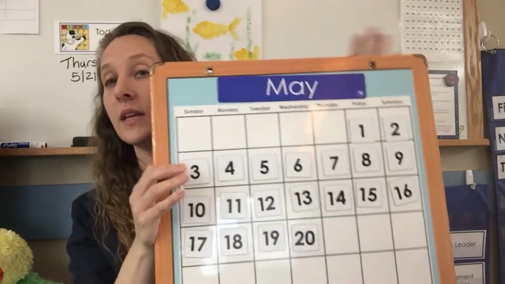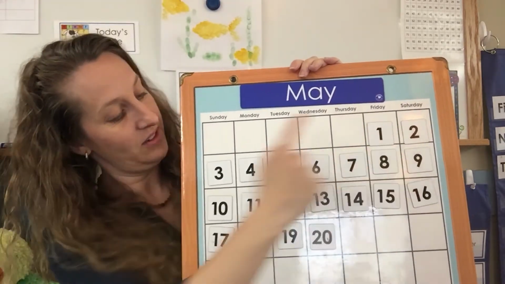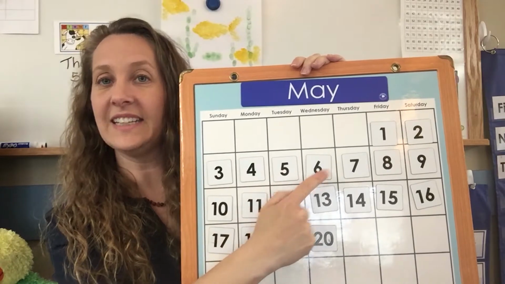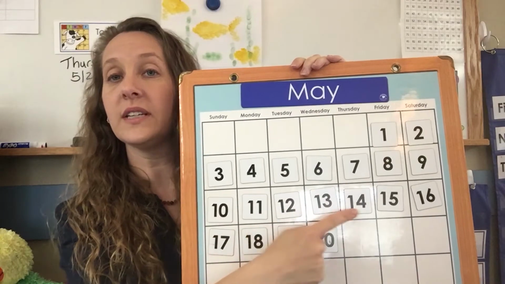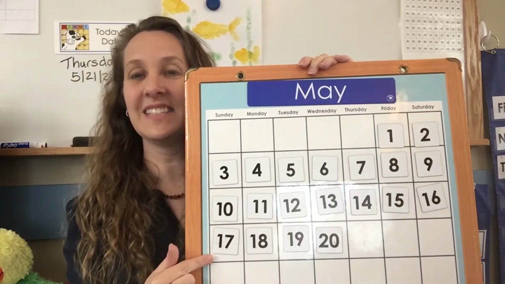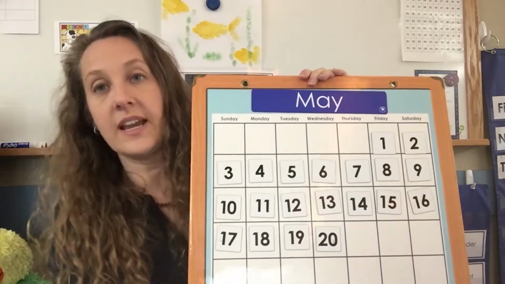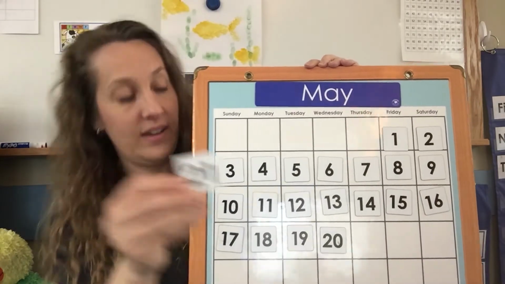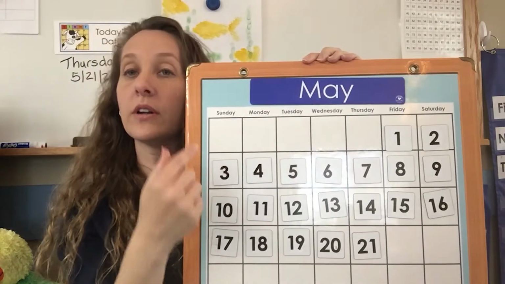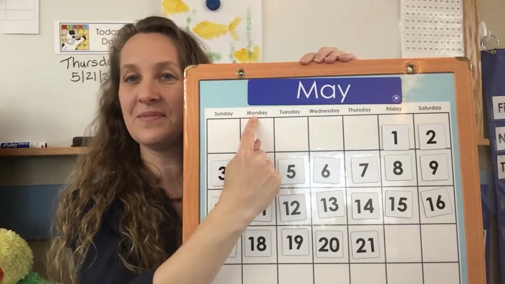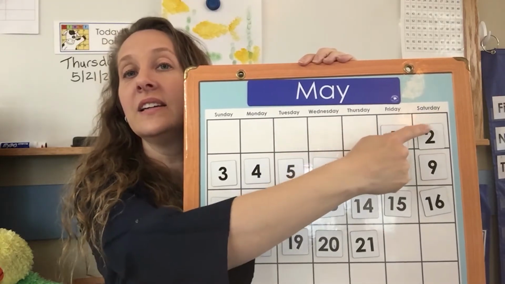All right, does anybody remember the number of the day? 21st. Let's count. 1, 2, 3, 4, 5, 6, 7, 8, 9, 10, 11, 12, 13, 14, 15, 16, 17, 18, 19, 20, 21. Who remembers how to write a 21? A 2 and a 1. There we go. So what day was it? Do you remember? Thursday. Let's work on our days of the week. Sunday, Monday, Tuesday, Wednesday, Thursday, Friday, Saturday.